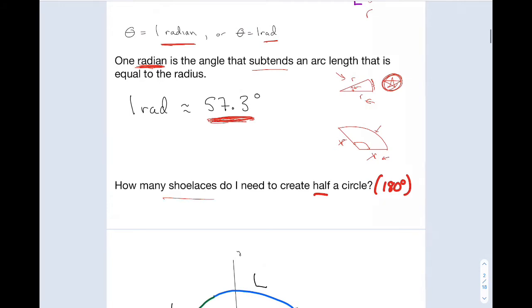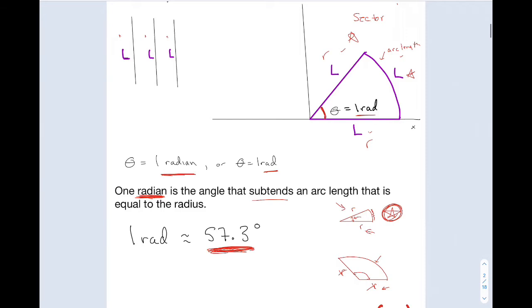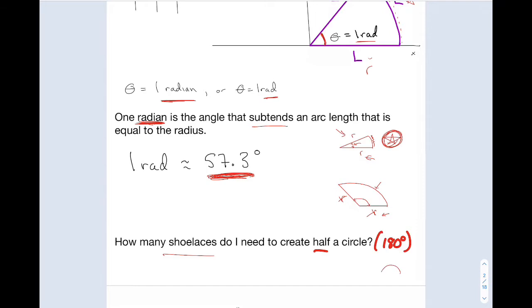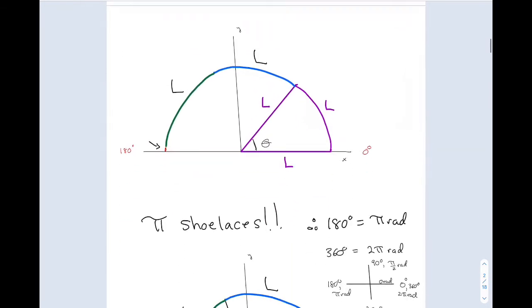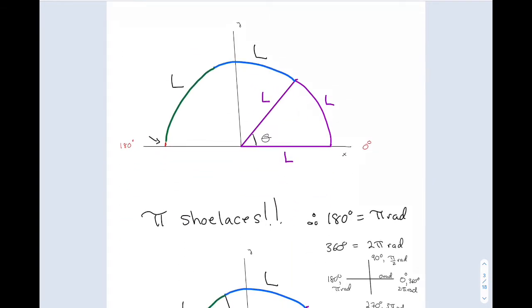Now I want to ask, how many shoelaces do I need to create half a circle? Right now I only have that portion of the circle. I want to create half a circle, 180 degrees. So here's the same picture. I took apart a whole bunch of shoes. So I have my original picture here. I have 1 shoelace. I have my 2nd shoelace. I put my 3rd shoelace, and it doesn't go all the way to the bottom. There's a little gap here.